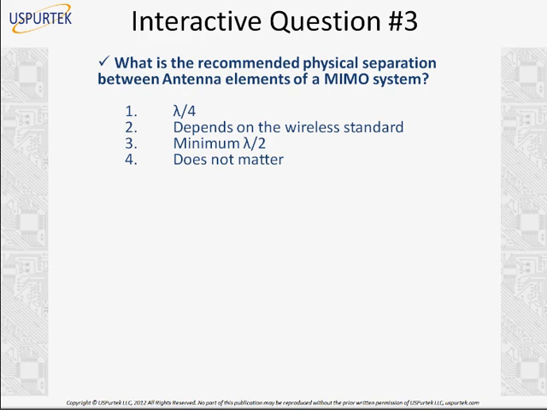What is the recommended physical separation between antenna elements of a MIMO system? Is it quarter wavelength? Depends on the wireless standard. Is it minimum half wavelength or does not matter? Well, very good. This must be a simple question for you guys who have attended all the previous webinars. So it has to be half wavelength.